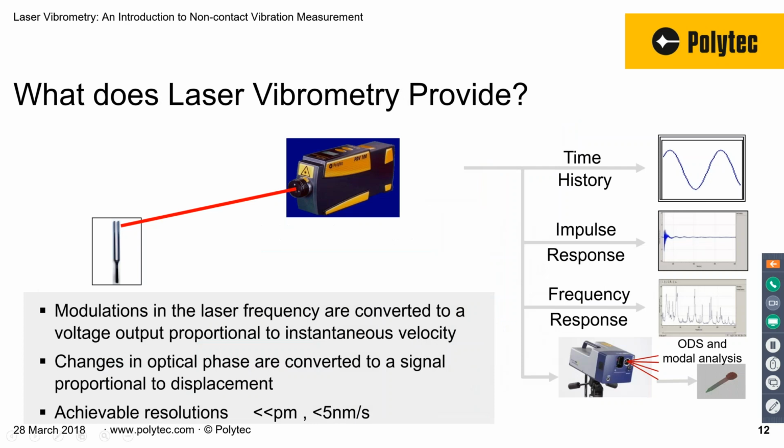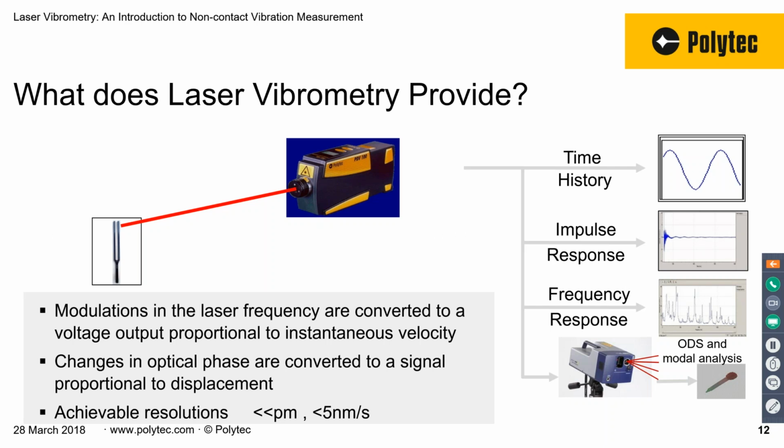So here is a simple laser vibrometer. Aim a laser at, let's say, a tuning fork. It generates a voltage proportional to velocity, and that velocity is derived, as I said, from the frequency shift in the reflected light. We can also look at the change in the optical phase of that reflected light to convert the electrical signal to voltage proportional to displacement. And with this technology, we can achieve resolutions better than a picometer, and in terms of velocity, better than 5 nanometers per second per square root hertz.